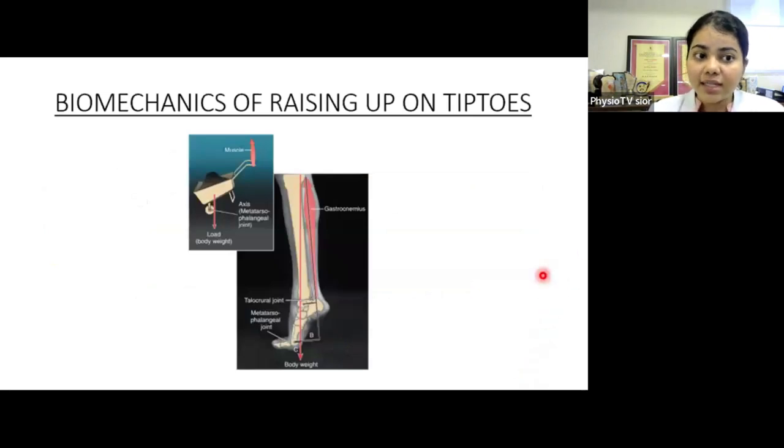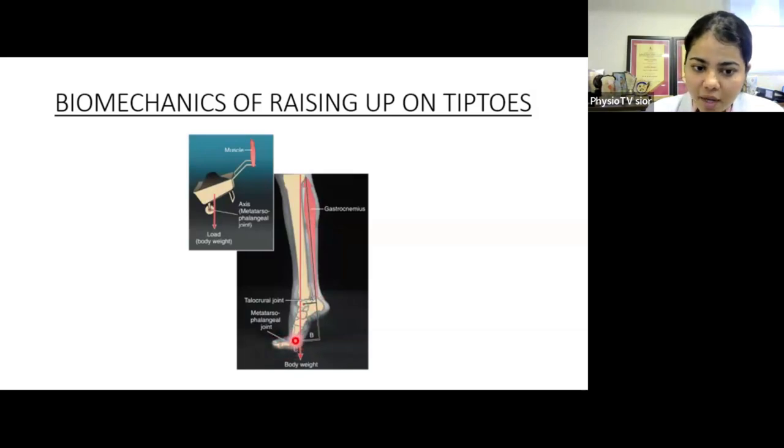And the last thing that we're going to discuss is the biomechanics of raising up on tiptoes. When I have to maximally raise the body, there are two concurrent internal plantar flexion torques, one occurring at my talocrural joint and one occurring at my MTP joint. The plantar flexors, here represented by the gastrocnemius, plantar flex the talocrural joint, rotating the calcaneus and talus within the mortise. The primary torque used to raise the body, however, occurs through extension at the MTP joint.